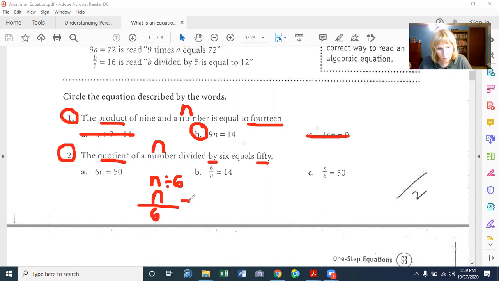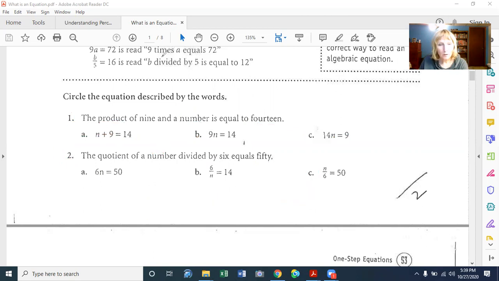And we know the quotient, the answer, is 50. I'm sorry, I'm looking at the wrong thing. So 50. So do we see something that matches? We sure do. We see letter C. This one is just the opposite. You have a 6 on the top. This is saying 6 divided by n. We have n divided by 6. So that's what I mean about making sure you're understanding what number goes where. And it also equals 14, which is wrong. And then this is multiplication. That doesn't even mean division at all. So it has to be C.